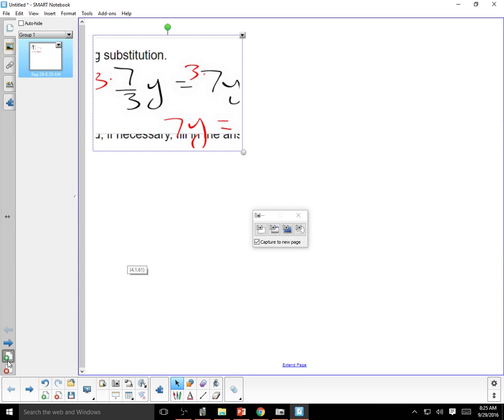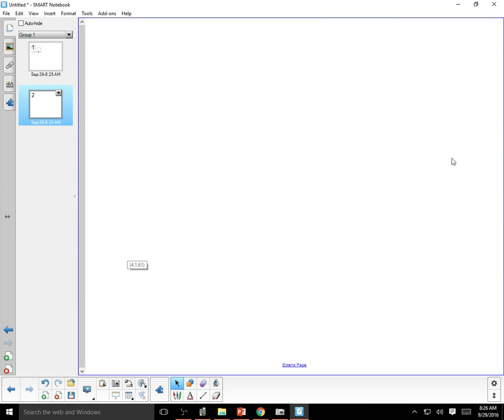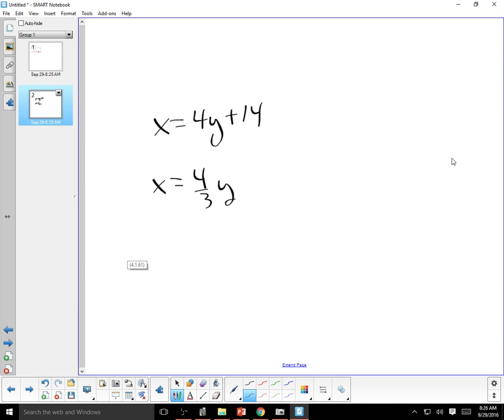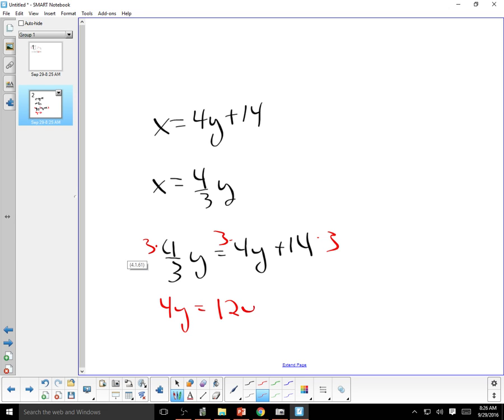Boom. See that? Okay, so what does yours say, Callie? The first one's x equals 4y plus 14. And the second one's x equals 4/3 y. So 4/3 y is equal to 4y plus 14. Times 3, times 3, times 3. That becomes 4y equals 12y plus, what is that, 42? Oh, I messed up. So, there you go. I'm glad you found the mistake.